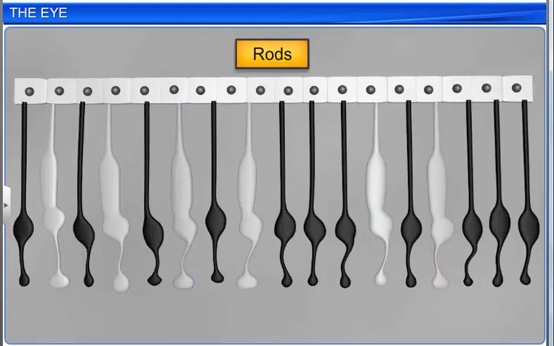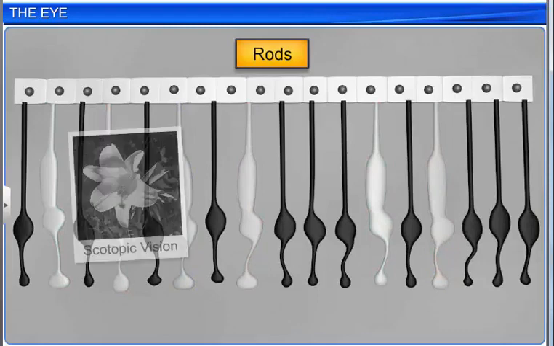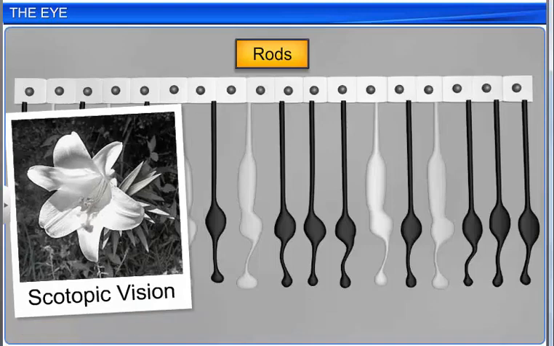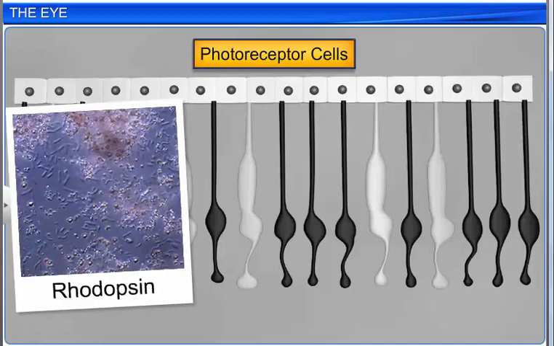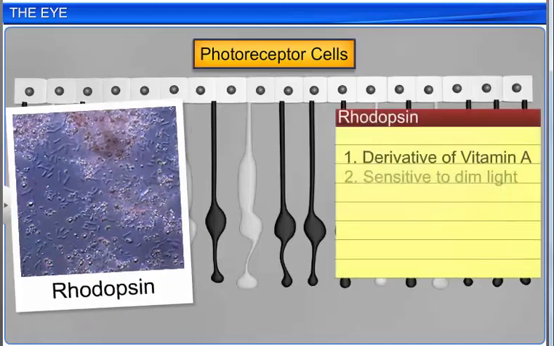The rods are responsible for twilight vision, which is also known as scotopic vision. A purple pigment called rhodopsin is present in the rods, which contains a derivative of vitamin A and is sensitive to dim light. However, the rods do not play any role in color vision.